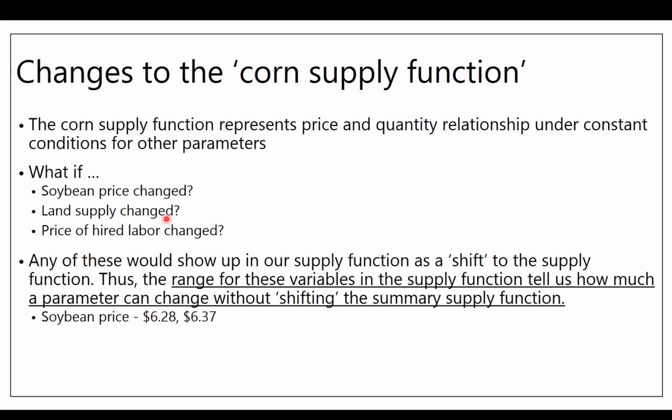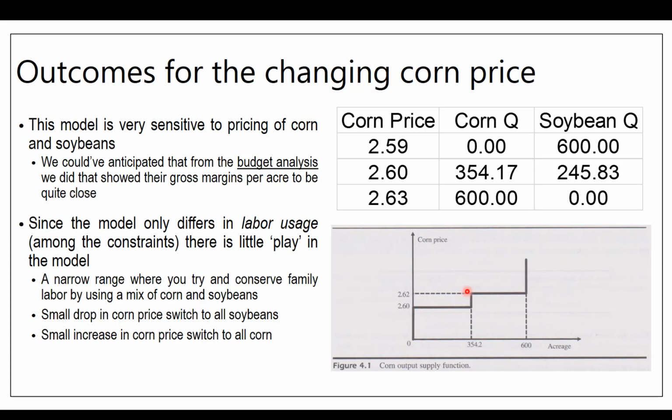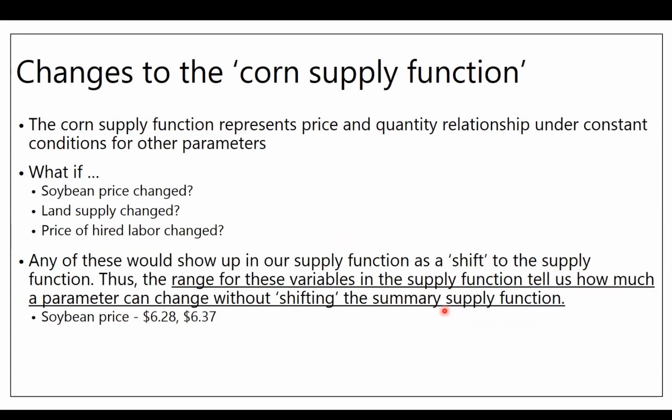Okay. We can do other things. What if the land supply changed? What if the price of hired labor changed? This one would be interesting because it has to get pretty low to be competitive. Any of these could show up in our supply functions, but they would only show up as a shift. We would need first to have identified this as the supply relationship, the supply curve, and then think about what kind of shift up or shift down we get when we vary some other parameter.